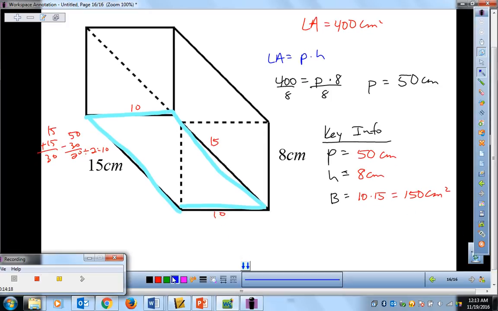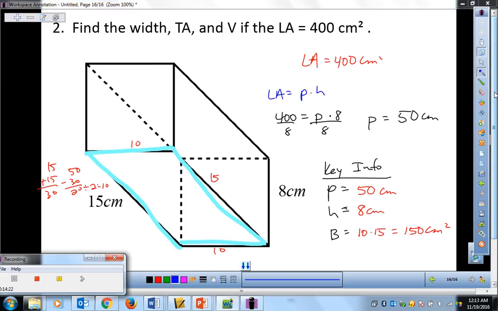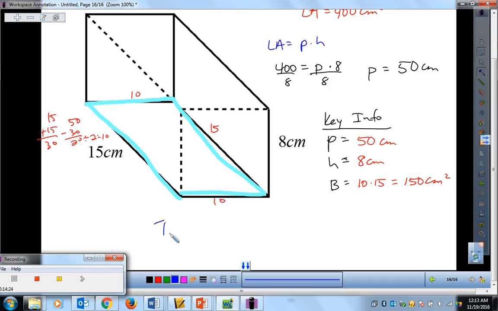10 times 15 is 150 centimeters squared. Once I find that, I can find the two missing things, what we're looking for. Total area and volume. So total area equals the lateral area, 400, that was given to us, plus 2 times the area of the base. Area of the base is 150. Total area equals 400. 2 times 150 is 300. Total area equals 700 centimeters squared.